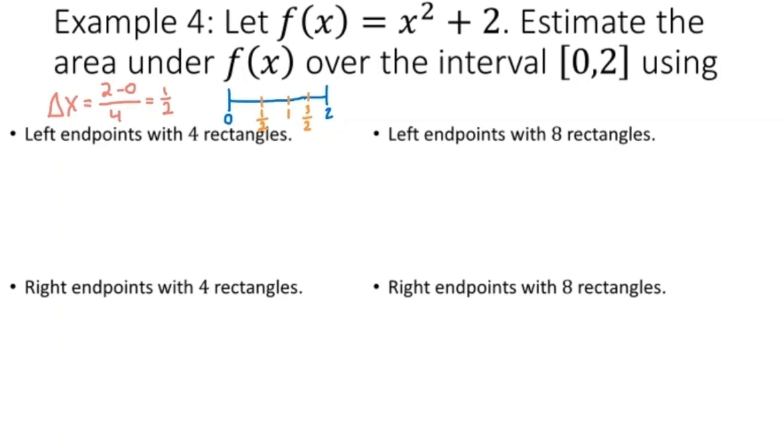Since we're using the left endpoints to estimate our area, it helps to circle what the left endpoint of each interval would be. The left endpoint of our first interval is 0. In the second interval, it would be 1/2. In the third interval, it would be 1. And the fourth interval, it would be 3/2.